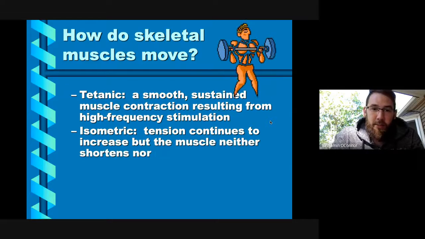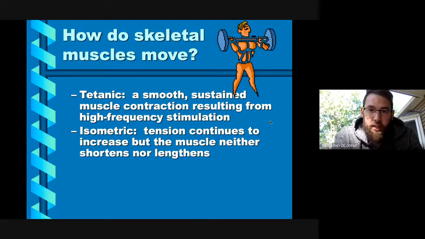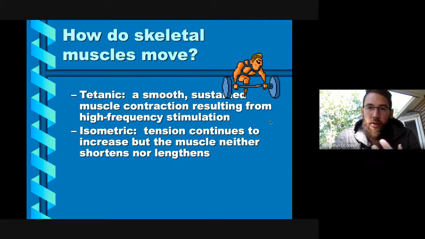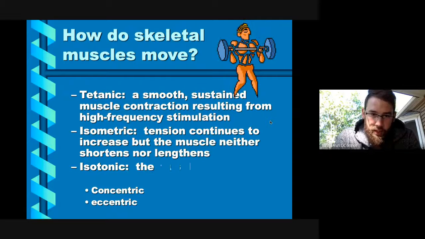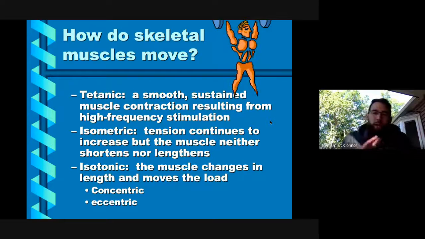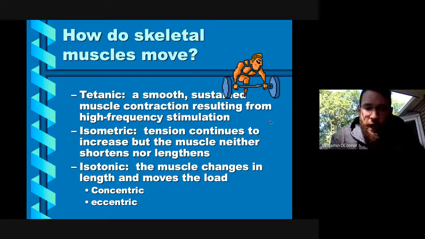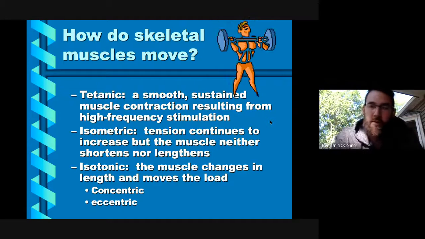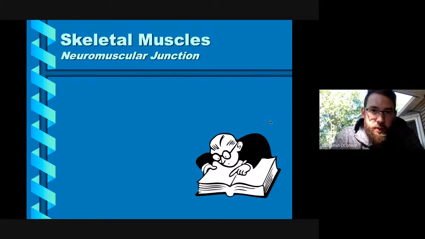All right, so isometric, its tension continues to increase, but the muscle neither shortens nor lengthens. And so this is getting more towards action potential and such, right? And then the muscle changes in length and moves the load, concentric, eccentric. And so we're getting a little bit more towards direction of muscle movement, and that's a little bit more towards physical science, and we don't need to pay attention to that too much.